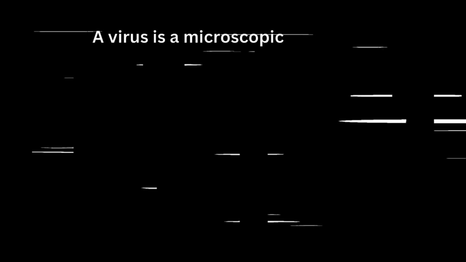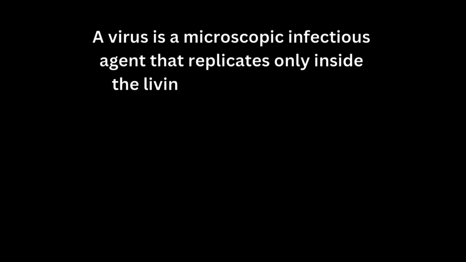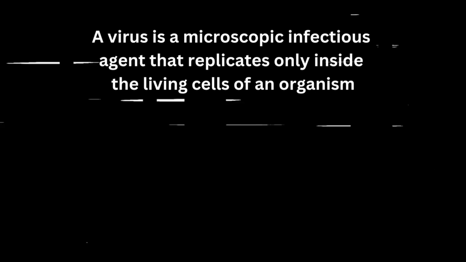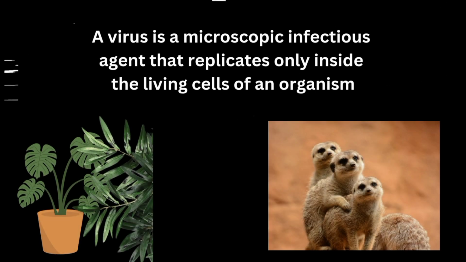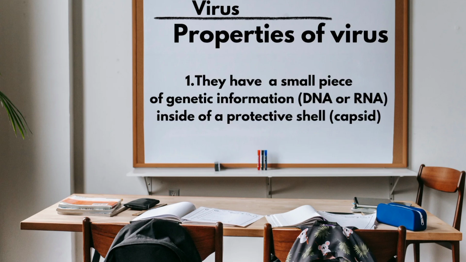Well, a virus is a microscopic agent that replicates only inside the living cells of an organism. This means they are capable of living, replicating, multiplying, in both plants and animals. Here are some distinguishable properties of viruses. They have a small piece of genetic information inside of a protective shell.